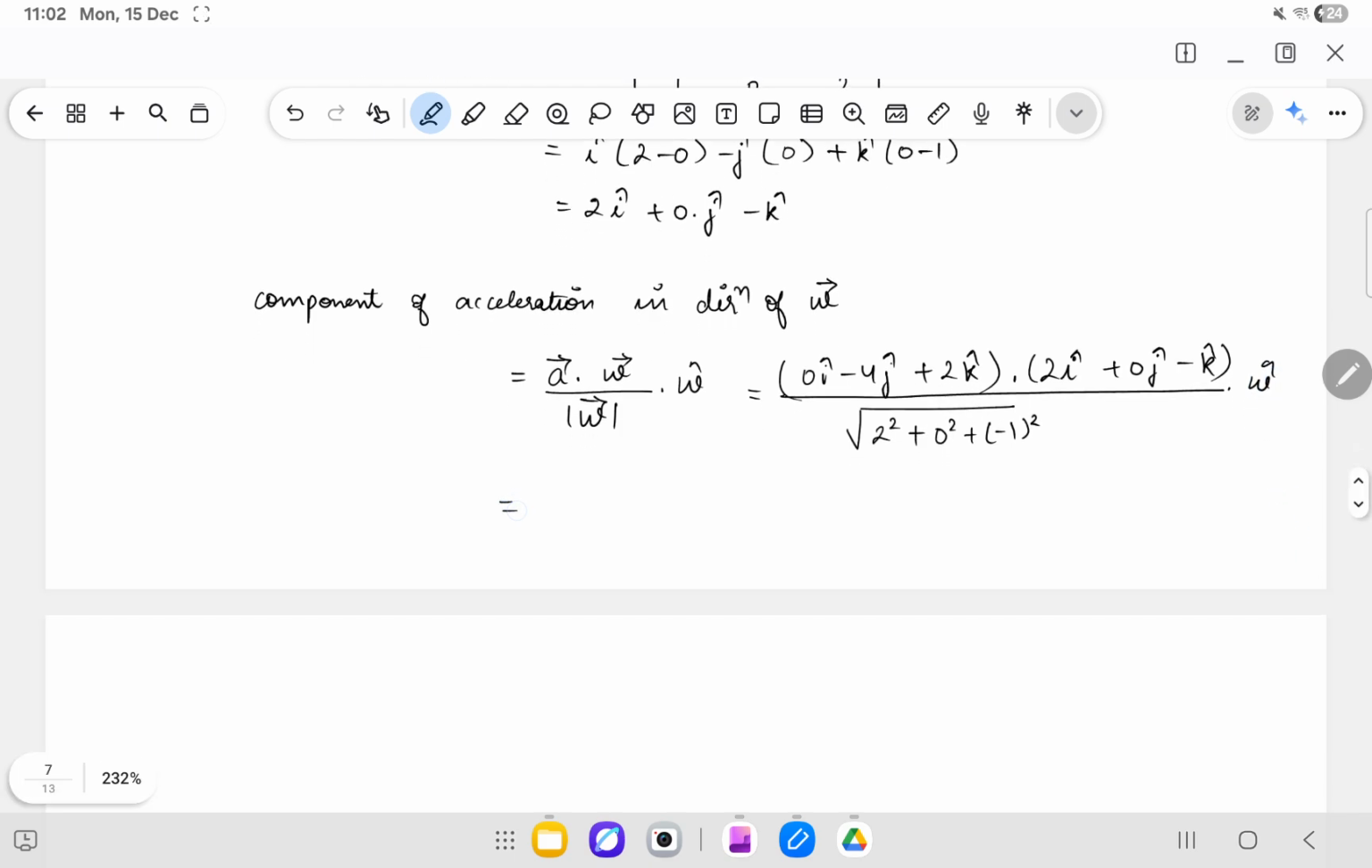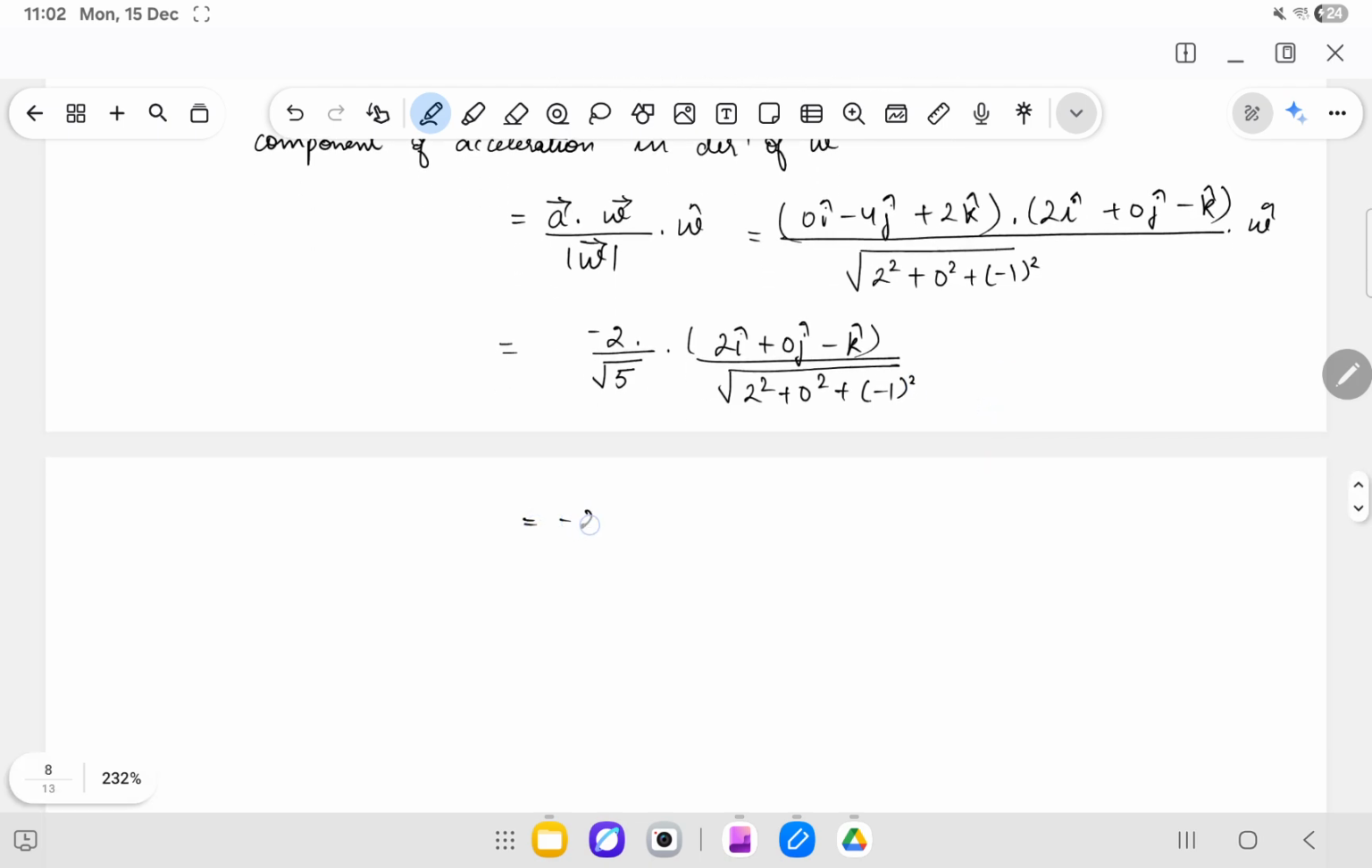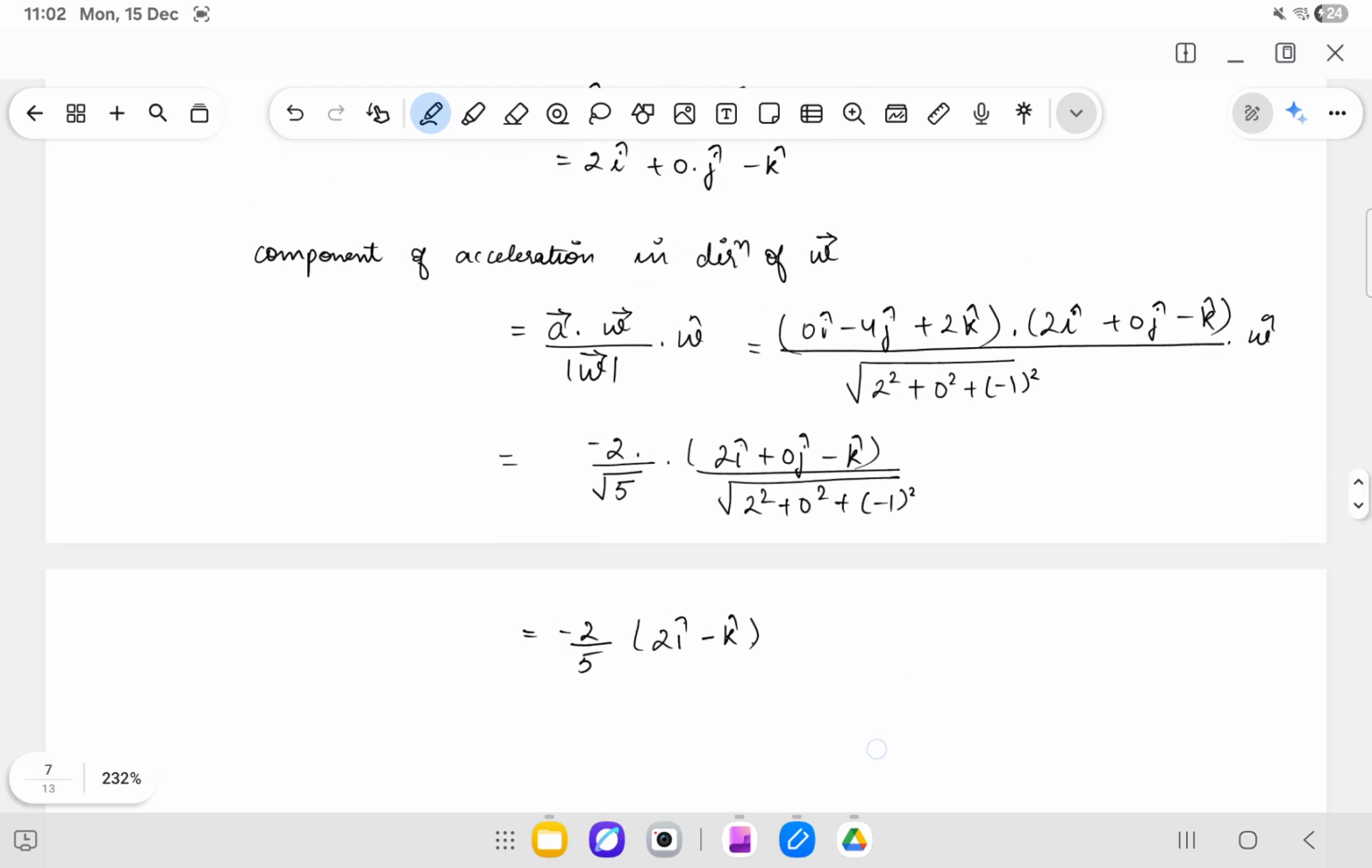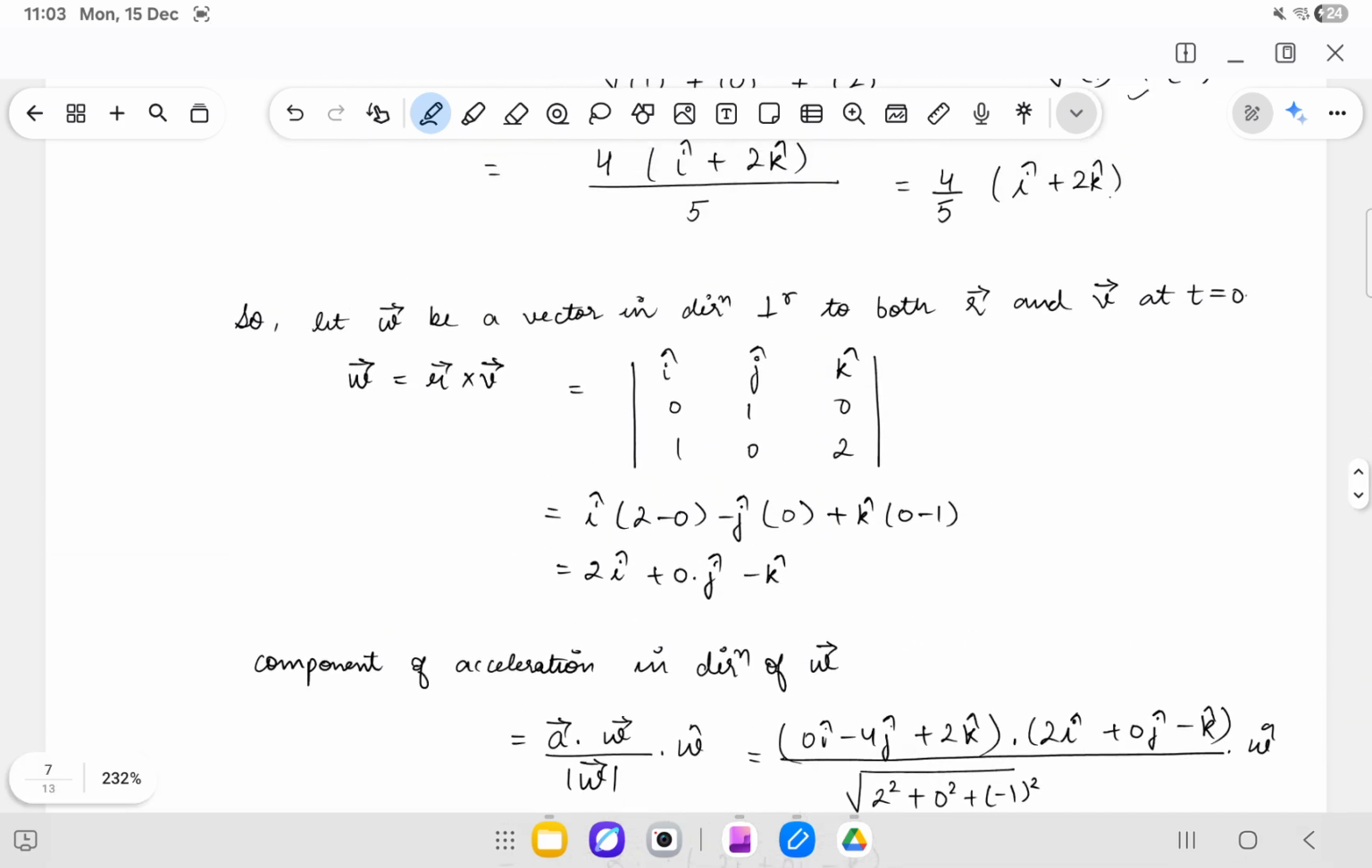So it will be 0 times 0, 0 minus 2 times minus 2, divided by square root of 5, times 2 i cap plus 0 j cap minus k cap divided by square root of 2 square plus 0 square plus minus 1 square. So it will be equal to minus 2 by 5 times 2 i cap minus k cap. So this is the component of acceleration in the direction parallel to w vector, which is basically perpendicular to both r vector and v vector at time t equals 0.